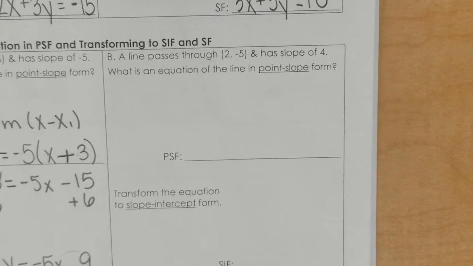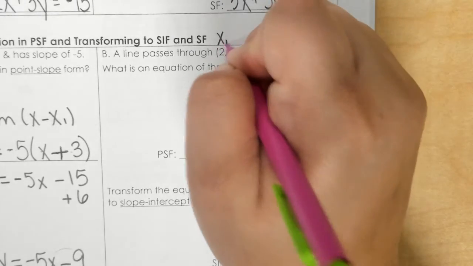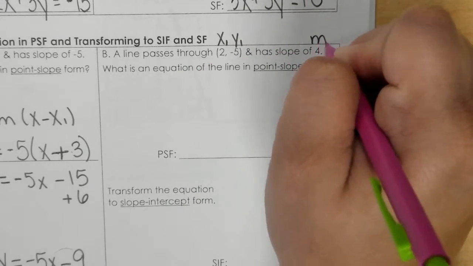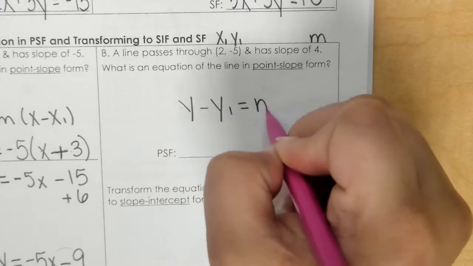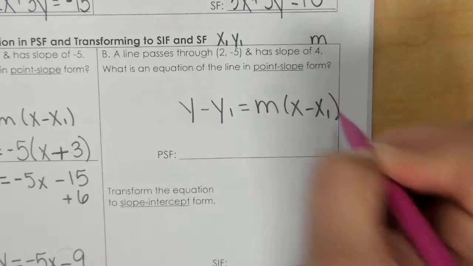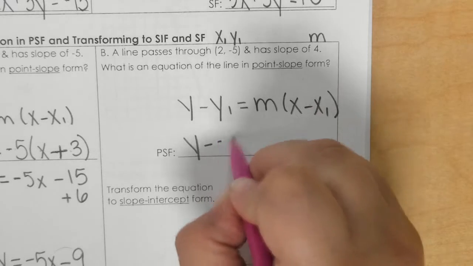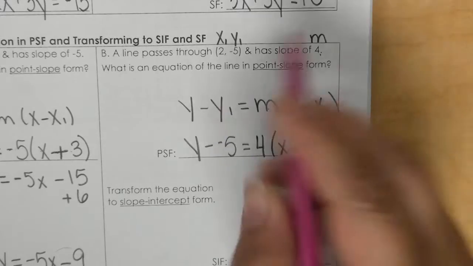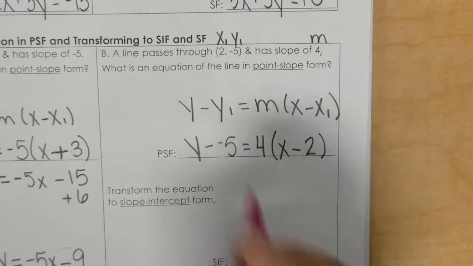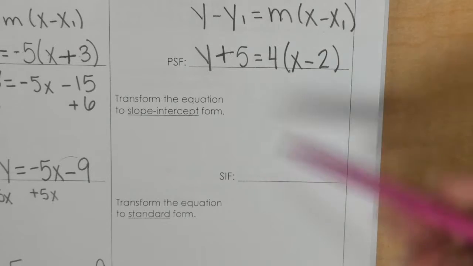Okay? Last example, again, we have our point, which is x1, y1, and our slope is 4, which is m. So now we're going to plug all of that into the formula for point slope form. So y1 is a negative 5, m is 4, and then x minus x1 is 2. We have a minus and a negative, makes a positive. Okay, now, transform from PSF to SIF.